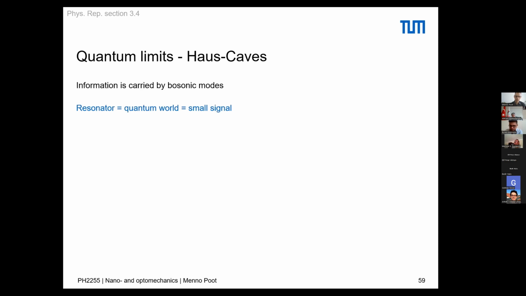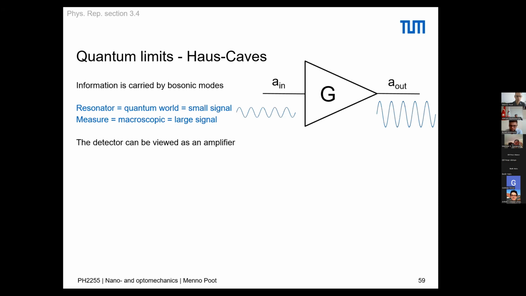And then we know that in this case, our resonator is something that connects to the quantum world, or at least to very small signals. And our measurement devices are things that are in the macroscopic world, so we would like to have a very large signal. So we are going to view the detector not as just this single photoreceiver, but the entire optomechanical system as an amplifier, where we have a bosonic mode going in, carrying the information, it is amplified, and there is also a bosonic mode coming out.